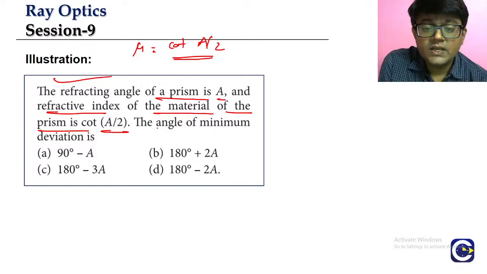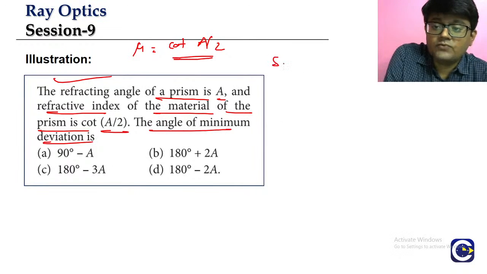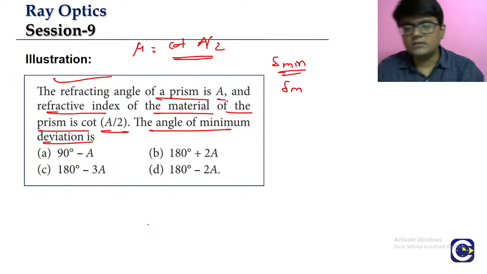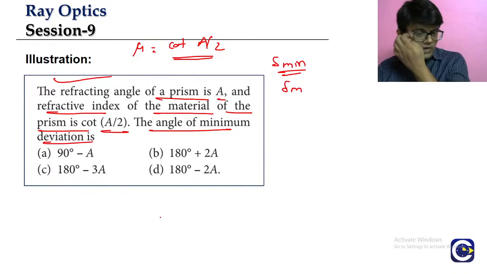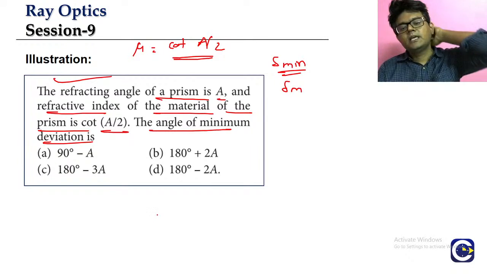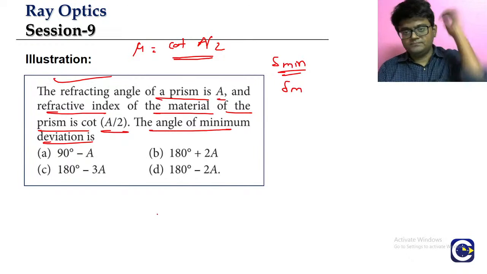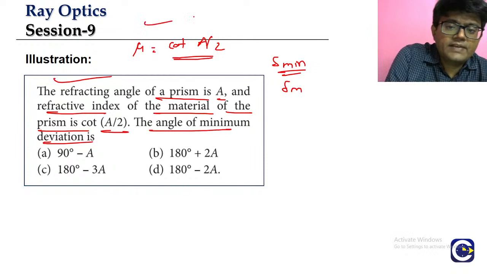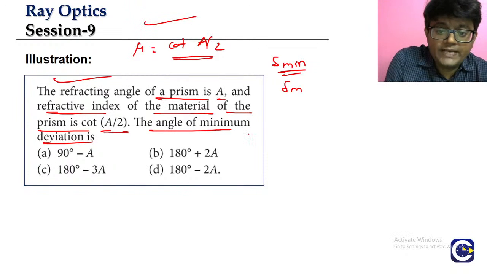In this, the angle of minimum deviation, means they are asking us to find delta minimum, delta m. Let us see who can find the answer. What they are giving us is the mu value. A is the refracting angle of the prism, the top angle, and mu is given as cot A by 2. From here we have to find delta minimum.